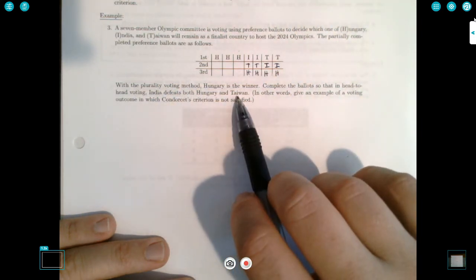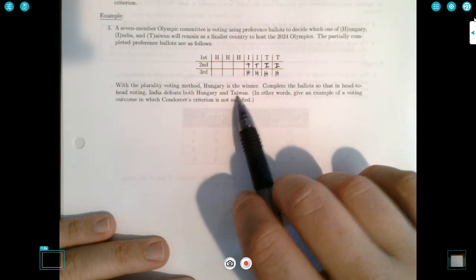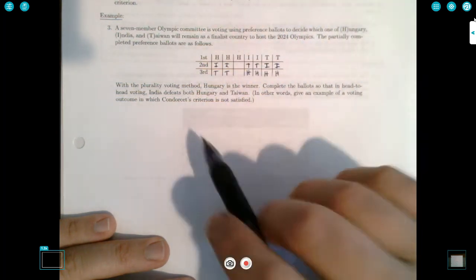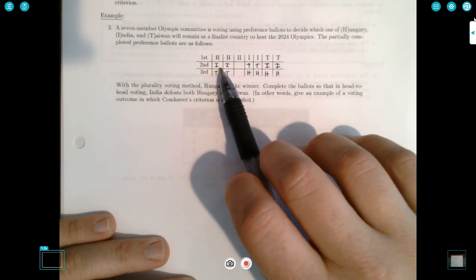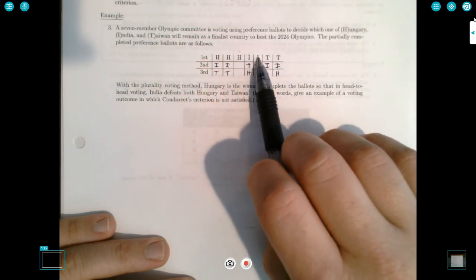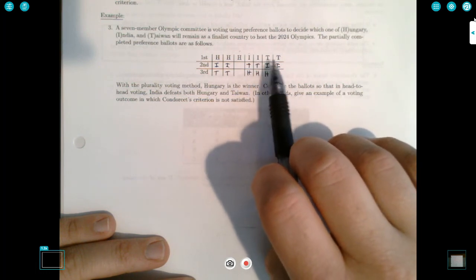Okay. We also want India to defeat Taiwan. So here India is going to lose to Taiwan, but here India is going to defeat Taiwan. And to make India defeat Taiwan here, all we have to do is put India, Taiwan, India, Taiwan. Here we could switch it up and put Taiwan, India. It doesn't matter because we already have India before Taiwan in 1, 2, 3, 4 columns, and Taiwan would be before India in 2 columns. So this third one doesn't matter. You could put it either way. But just for the sake of argument, I'm going to put it like this.